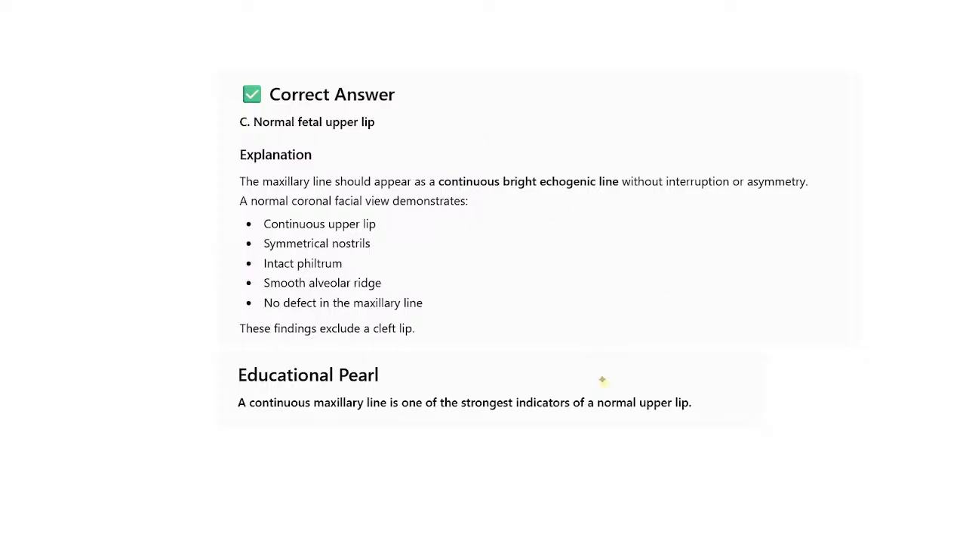So the explanation: the maxillary line should appear as a continuous bright echogenic line without interruption or asymmetry. A normal coronal facial view demonstrates continuous upper lip, symmetrical nostrils, intact philtrum, smooth alveolar ridge, no defect in the maxillary line. These findings exclude the cleft lip.